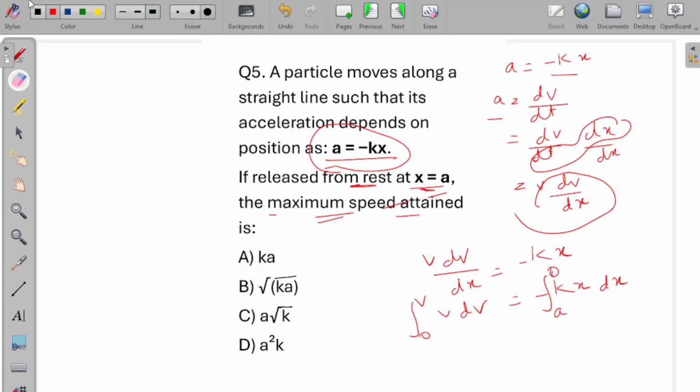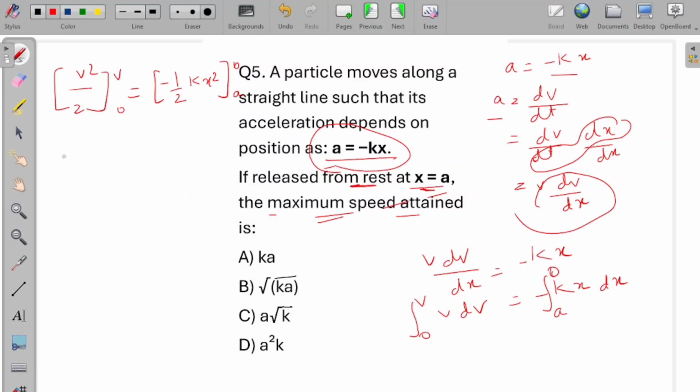Clearing the board for you. Now we will integrate. On the integration we will get v square by 2, from 0 to v, which is equal to minus half kx square, from a to 0. I'm skipping a few steps. Please solve it properly if you want to. If you know integration, then it's easy peasy for you. On integrating, this is what we get.